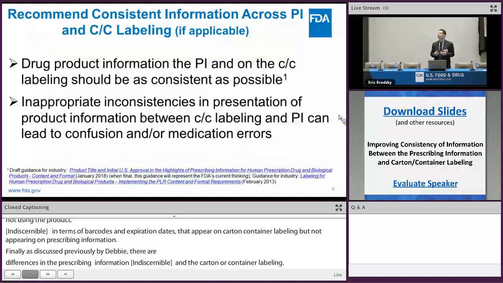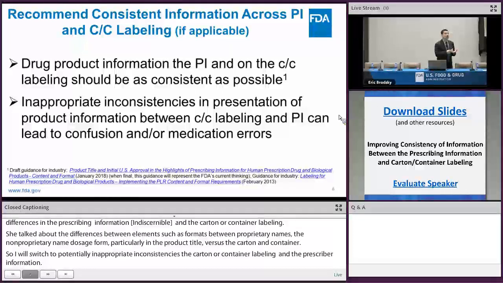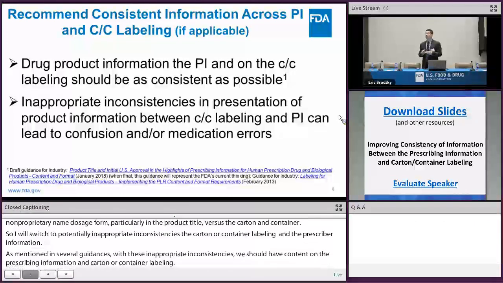So now I'm going to switch to potentially inappropriate inconsistencies between the carton container labeling and the prescribing information. As mentioned in several guidances, we should have consistent content on the prescribing information and carton container labeling. With respect to the product title, guidance talks about consistent content with respect to the proprietary name, non-proprietary name, dosage form if it's not included in the non-proprietary name, route of administration, and controlled substance symbol.